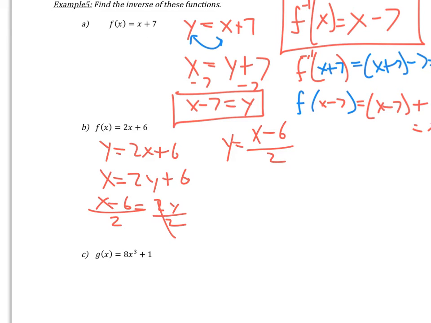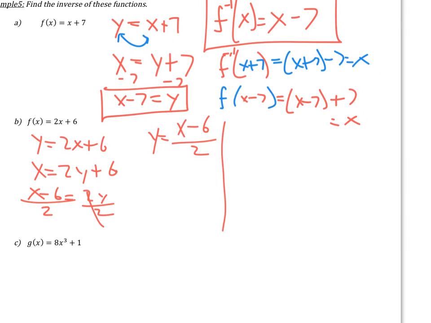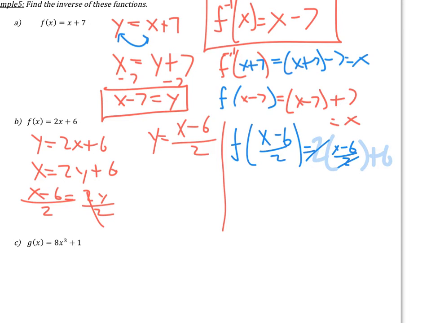Okay, and we can compose that to check it out. So to check it out, we have f of x. So f of, and let's plug in the x minus 6 over 2. Okay, well, our function f of x said this, 2x plus 6. So we have 2 times blank plus 6. And the blank there is x minus 6 over 2. And these do cancel. X minus 6 plus 6 gives us x. And that's good. That's what we're going for.